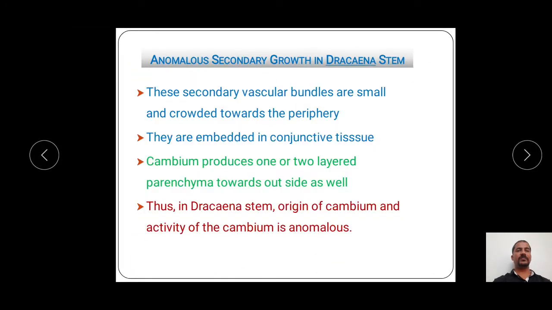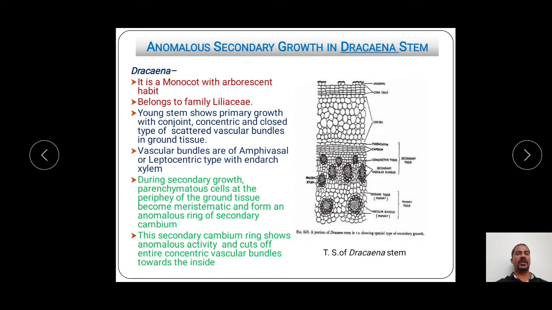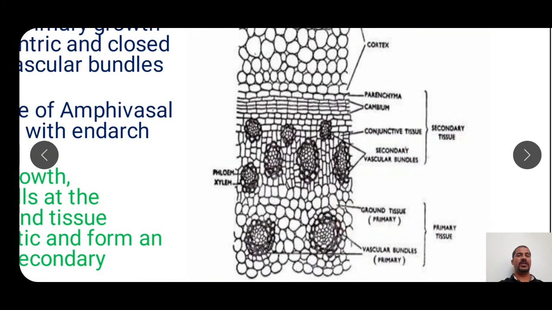These secondary vascular bundles are small and crowded towards the periphery, as you can see in the diagram. They are embedded in the conjunctive tissue. Another important feature is that in this diagram the conjunctive tissue is present instead of ground tissue. In primary growth, the vascular bundles are surrounded by the ground tissue, while in secondary growth they are surrounded by this conjunctive tissue.